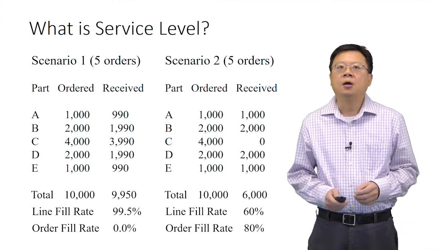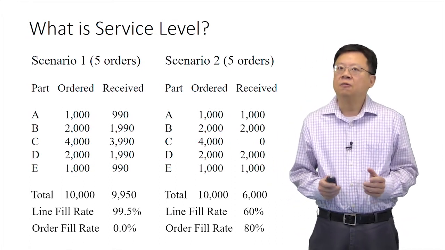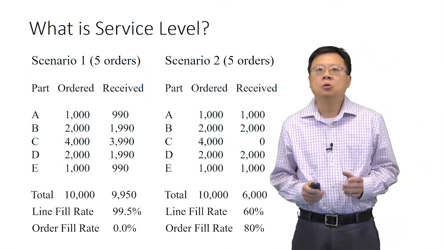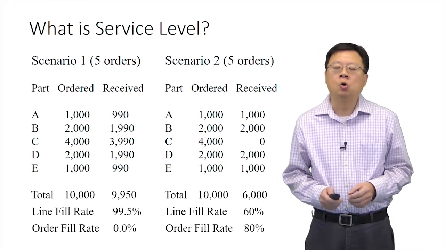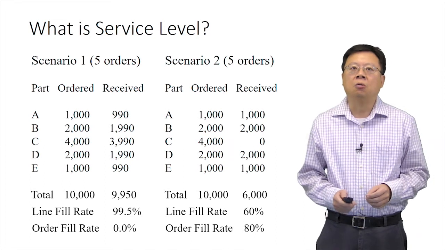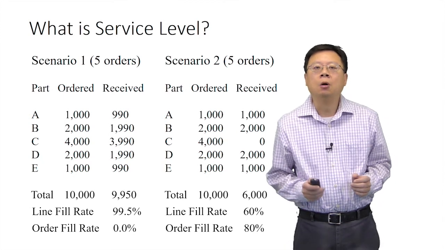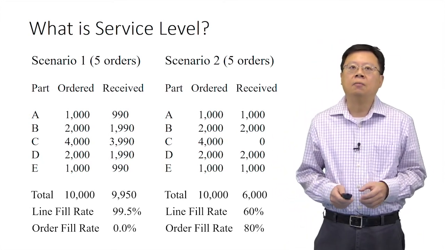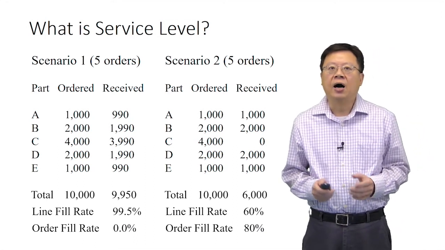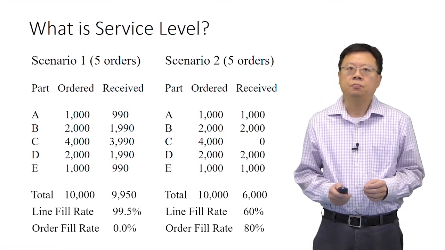But for order fill rate, we try to measure the performance by looking at each order. So I either fill the order or I fail to fill the order. For scenario 1, I'm not able to receive the full amount that I order for each order. 10 units are stocked out for each order. So the order fill rate is 0 because none of the orders is completely filled. But for scenario 2, although the unit fill rate is a lot lower and more units are stocked out, only one order is not filled. The other 4 orders are completely filled. So the order fill rate is 80%.